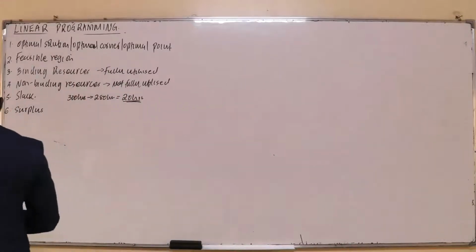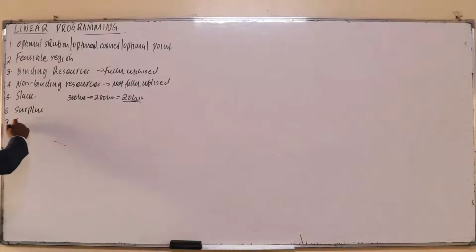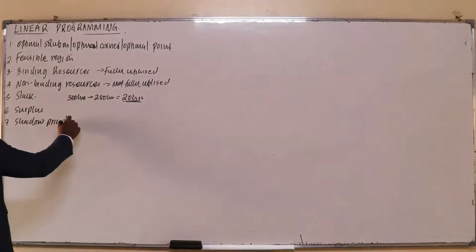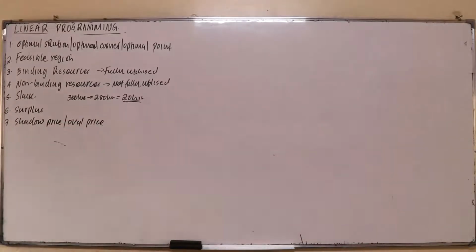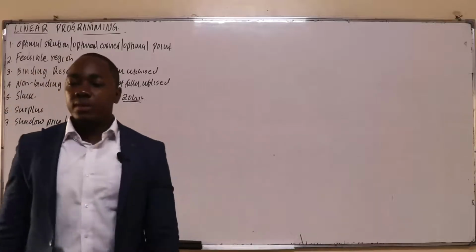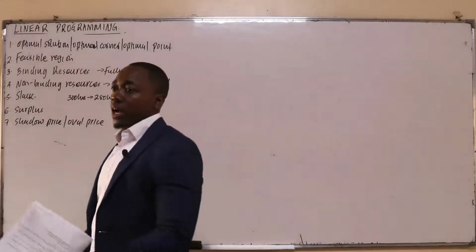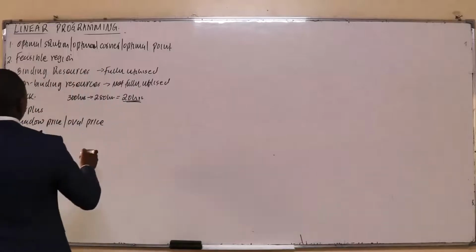Another definition, number 7: shadow price, also called dual price. This can be defined as follows.